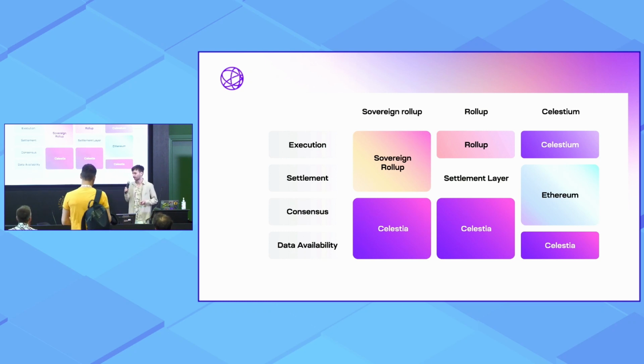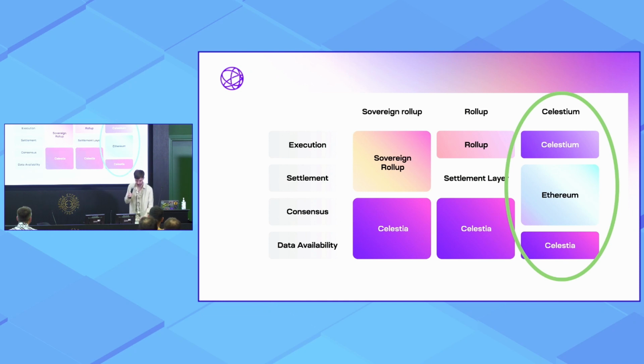different ways. Some of the ways you might see Celestia used are for sovereign rollups, which are kind of like app chains, or regular rollups, which settle on some settlement layer, or the most popular use case, Celestiums, which are when you use Celestia data availability for a L2 that settles on Ethereum. This is currently the #1 user of the Celestia block space, and it's also what this talk is going to be mostly focused on.